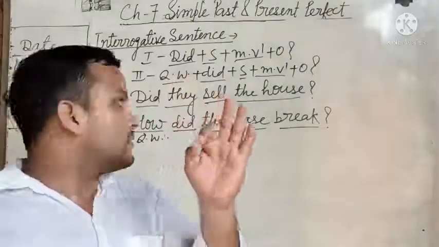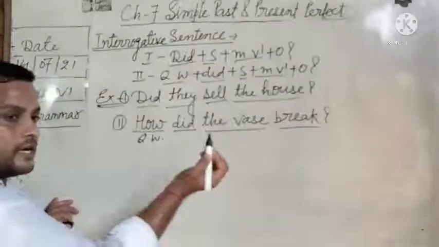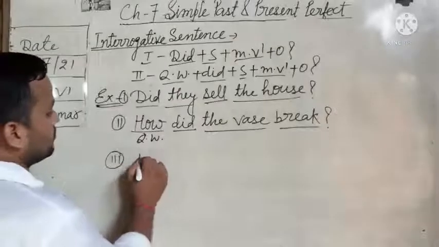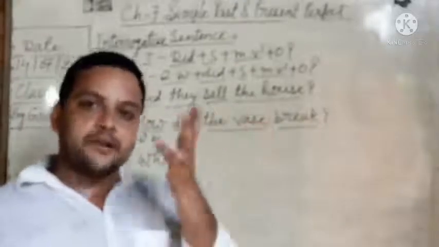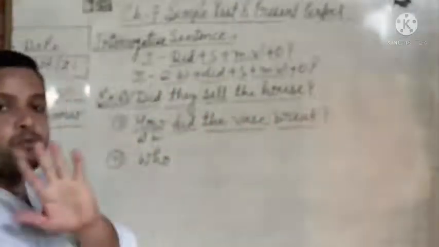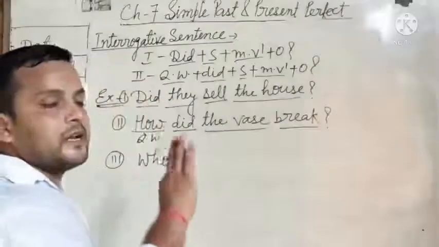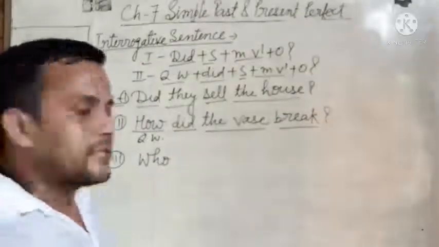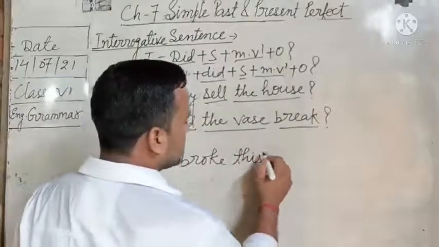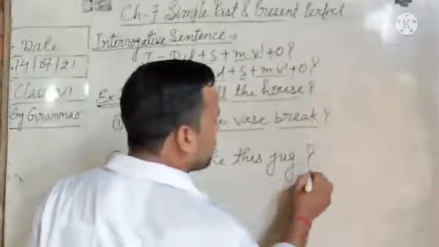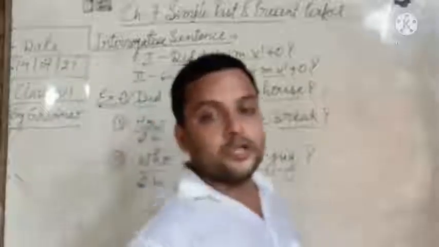Student, in this tense, one exception is there. If the interrogative sentence starts with who, and the sentence is only interrogative, not interrogative negative, then with who we never use did. With who, did is not used, and when we do not use did, then we use the main verb second form. See the example. Who broke this jug? Who broke this jug?